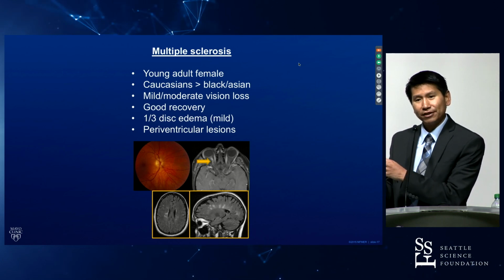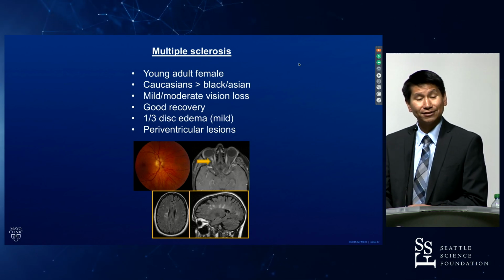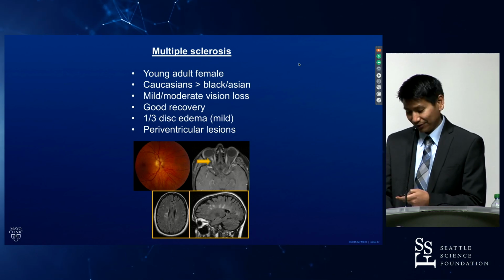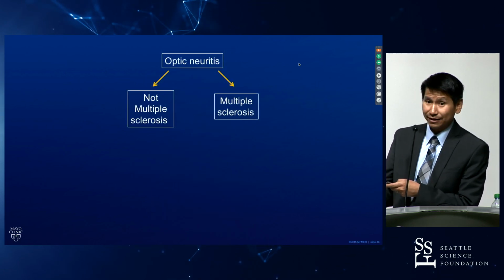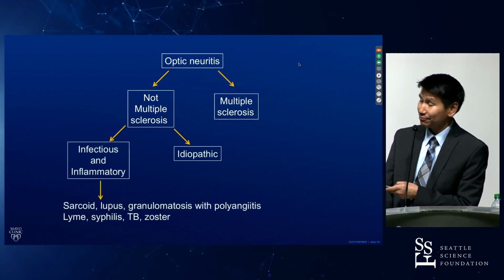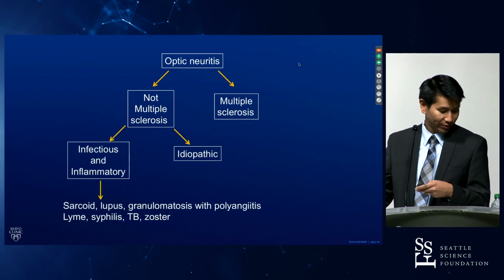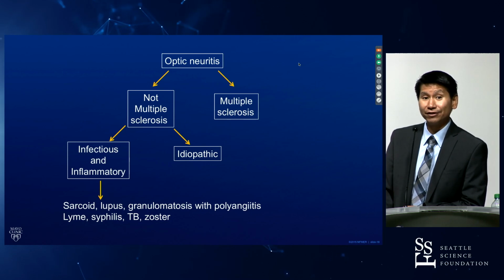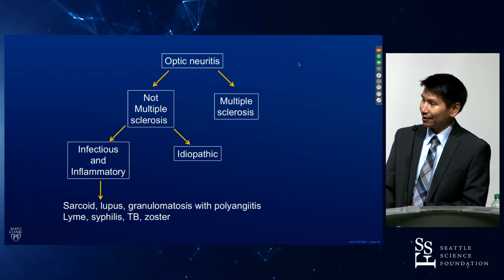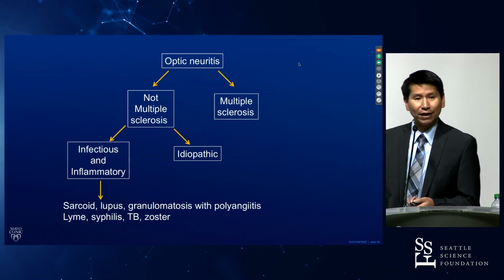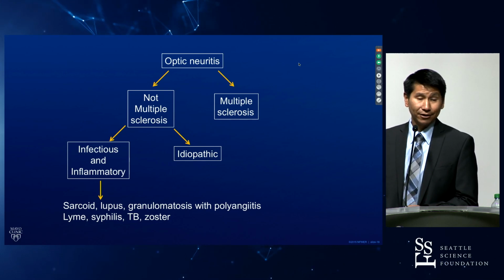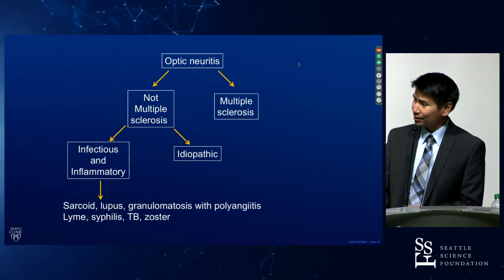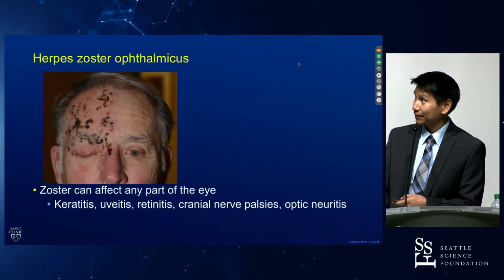So I want you to just keep this patient in mind as we compare and contrast it to some of these other demyelinating disorders that can cause optic neuritis later. So again, let's go back to the dichotomy: MS versus not MS. And within not MS, we've got idiopathic, which is a large group, and we've got infectious and inflammatory etiologies. And for the inflammatory etiologies, we've got sarcoid, lupus, granulomatosis with polyangiitis. These are inflammatory vasculitic processes that can affect any part of the eye, any part of the brain, and they can cause optic neuritis. We're also going to talk about some of these infections as well.